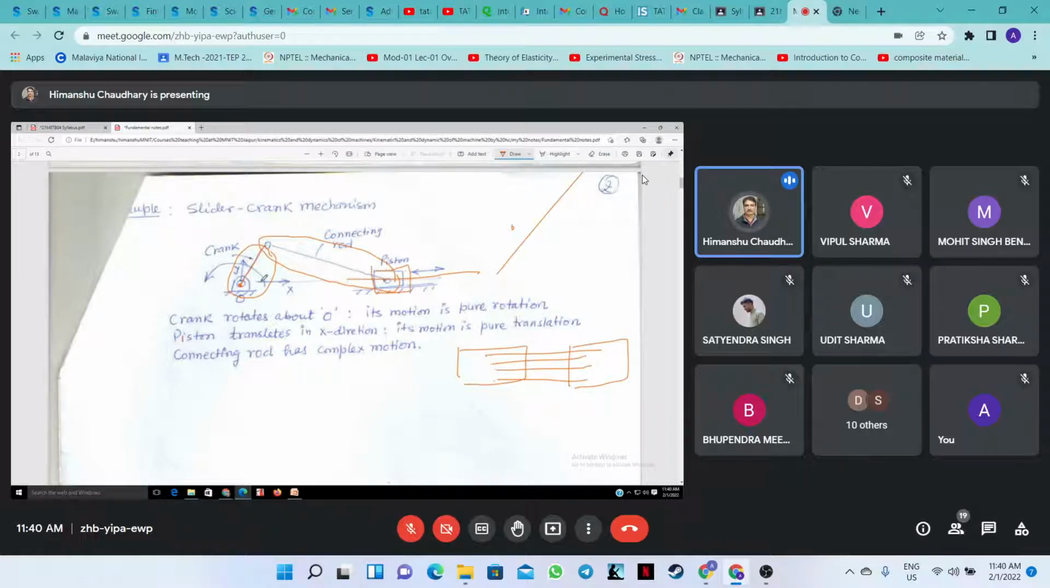So these two links: one is in pure rotation, and the second, this piston, is in pure translation. Now come to our connecting rod. Suppose I want to find the position of this point and use it to drive another mechanism. So I require the position of this point.